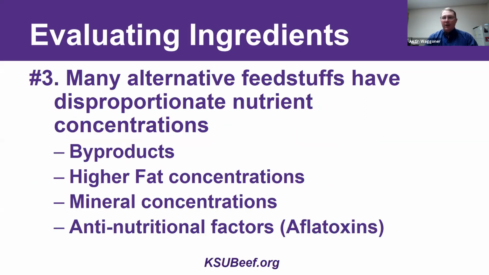The third thing that I give some consideration to is that many of these alternative feedstuffs have disproportionate nutrient concentrations. So I start to look for those things in the analysis. A lot of times we'll see higher fat concentrations. We may also see changes in the mineral concentrations, where we see elevated levels of phosphorus. If we consider the byproducts that we're very familiar with in terms of wet distillers grains, corn gluten feed, they're the byproduct of a process.